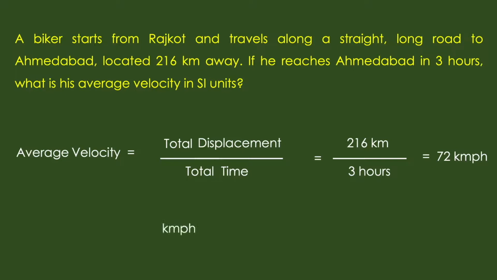To convert kilometer per hour to meter per second, as you learnt in your lower classes, you need to multiply kilometer per hour with 5 by 18. And 72 km per hour would be equal to 20 meter per second. So assuming that the biker traveled at 20 meter per second, he would travel 100 meters in 5 seconds. And this could happen in two ways.